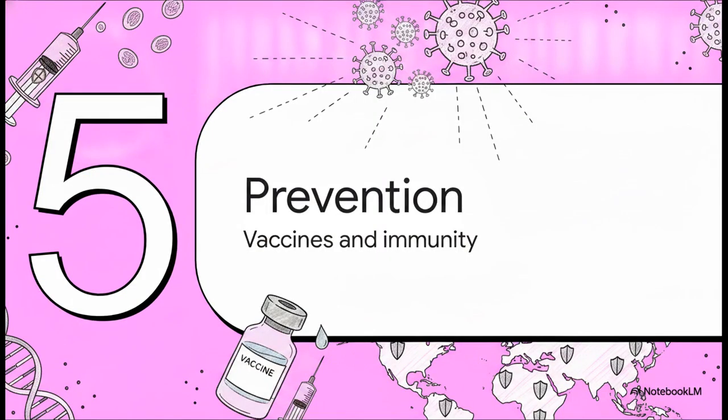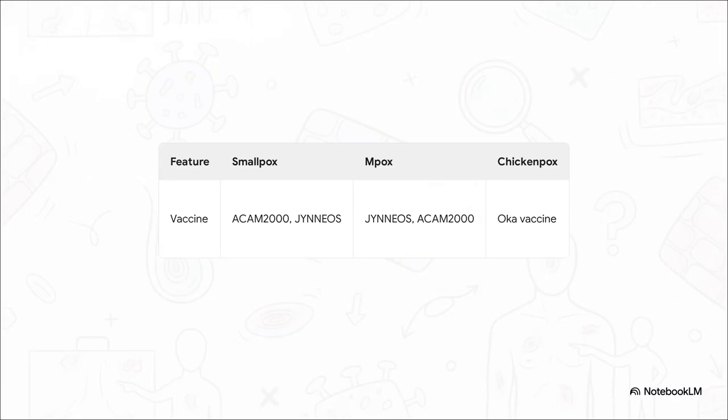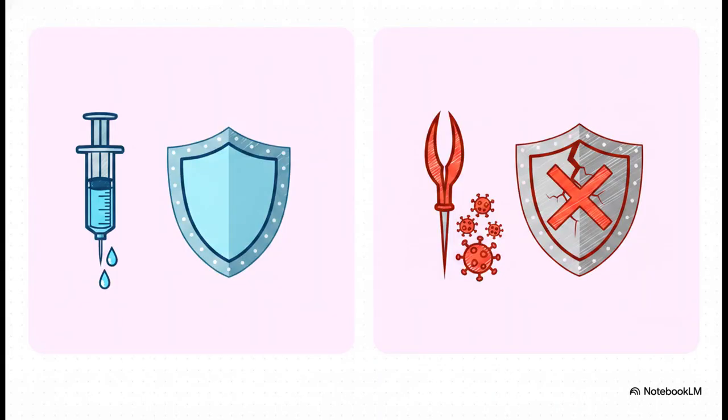High-yield prevention and vaccines. So, while chickenpox utilizes the live attenuated OCA vaccine, Mpox prevention relies entirely on smallpox vaccines. The source text explicitly highlights 2 specific smallpox vaccines that you absolutely must be able to confidently differentiate on an exam, especially when you're dealing with vulnerable patient populations. The critical difference here comes down to replication.